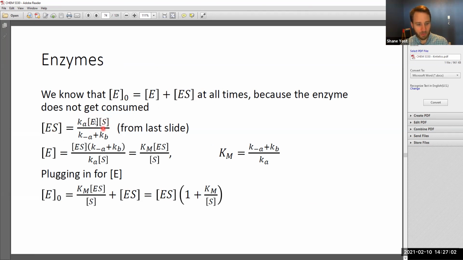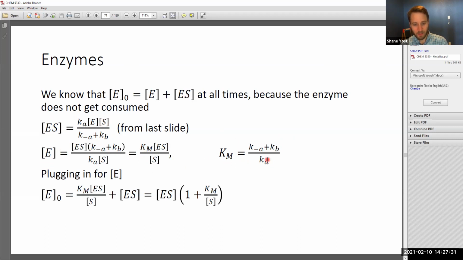I'm going to rewrite this equation by solving for the concentration of enzyme. So I'm going to multiply K minus A plus Kb onto the other side, and then we're going to divide Ka times S onto the other side to get this equation here, which I'm going to rewrite as Km times Es divided by S. Km is this Michaelis-Menten constant.